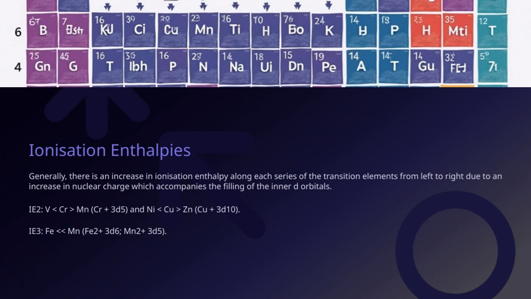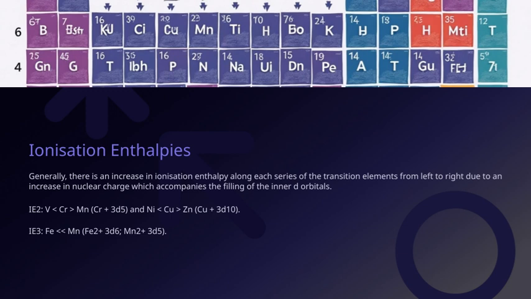Generally, across each series of transition elements, from left to right, there is an increase in ionization enthalpy. This trend occurs because as we move across the period, the nuclear charge increases. This stronger positive charge pulls the electrons more tightly, making it harder to remove an electron. Additionally, as the inner d orbitals fill up, they shield the outer electrons less effectively, further contributing to this increase.